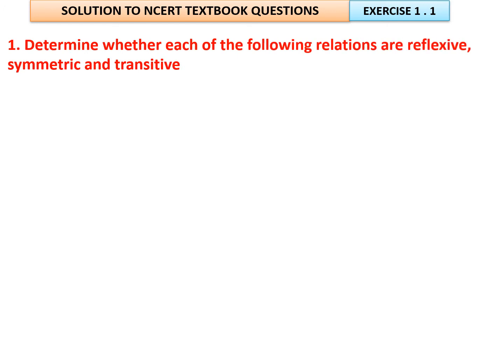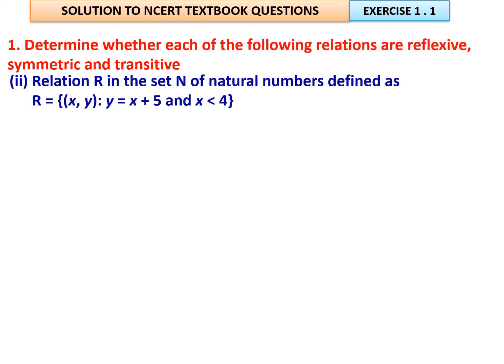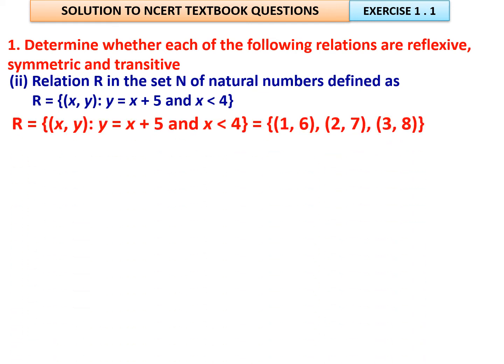Well, let us go to the second subdivision. The relation is given as the set of all natural numbers with y is equal to x plus 5 for x less than 4. What is the meaning of it? X is a natural number taking only elements less than 4, that is 1, 2, 3. Therefore, 1, 6, 2, 7 and 3, 8 are the only elements over here.